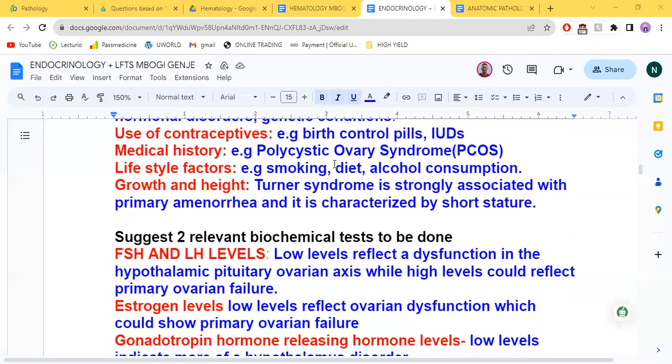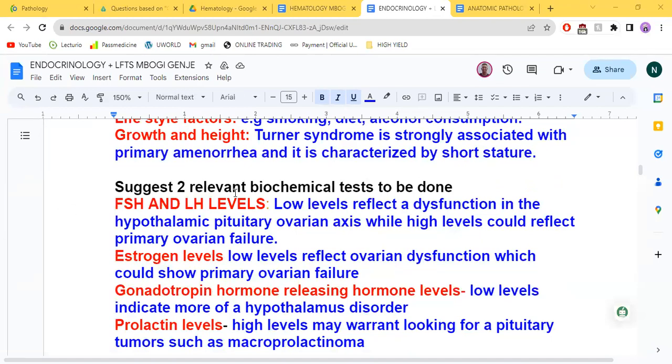Okay. So the first one, FSH and LH, low levels reflect a dysfunction in the hypothalamic pituitary ovarian axis, while high levels could reflect primary ovarian failure. Okay. Estrogen, low levels reflect ovarian dysfunction, which could show primary ovarian failure. Gonadotrophin releasing hormone, low levels indicate more of a hypothalamus disorder, yes.